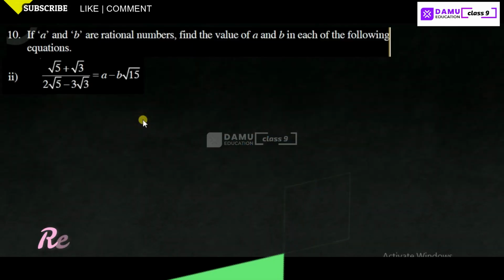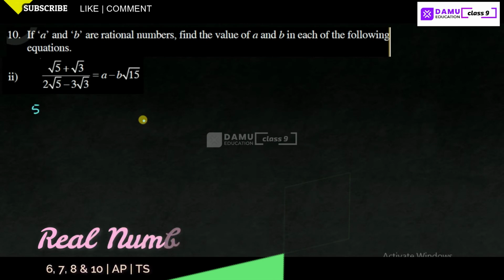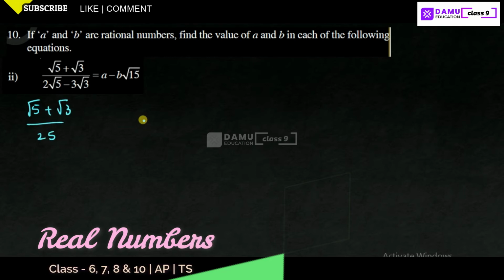So here our second one is (square root of 5 plus square root of 3) whole divided by (2 root 5 minus 3 root 3). So that is our value. See here, this is LHS. Then RHS will be equal to a minus b square root of 15.